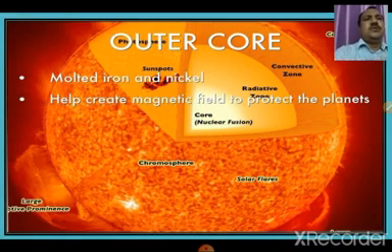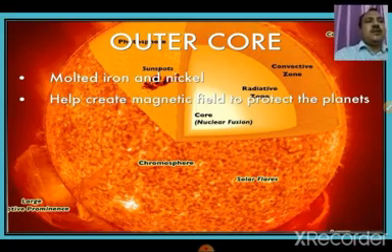So this is the image of the outer core. As you already know, the outer core is made up of molten iron and nickel. It helps to create the magnetic field to protect the planet.